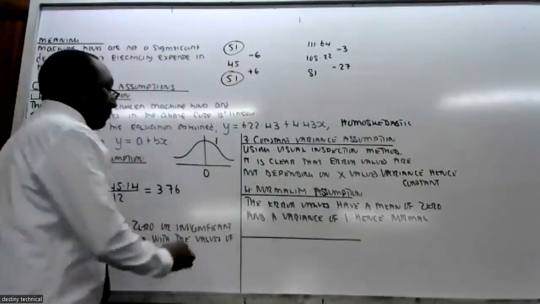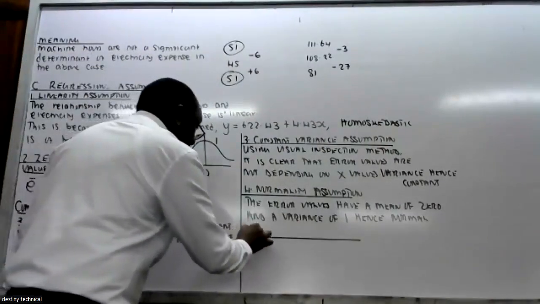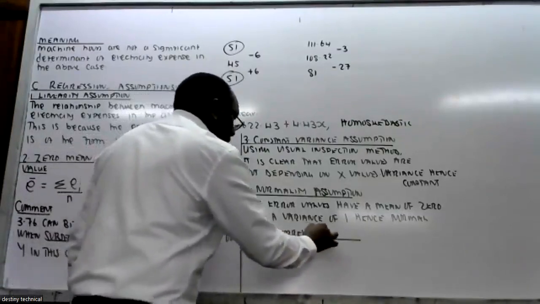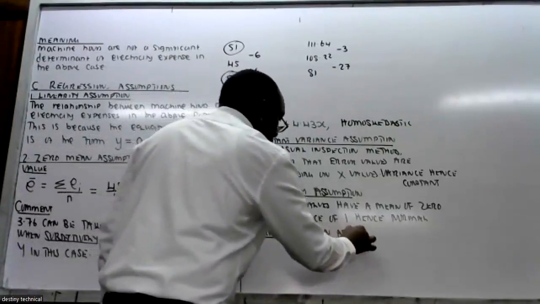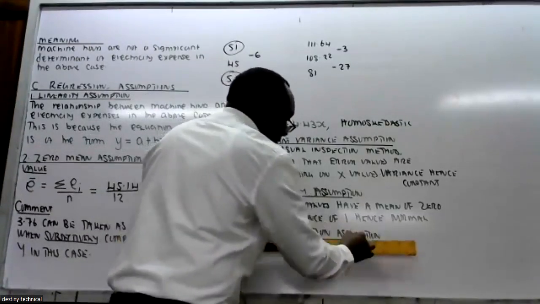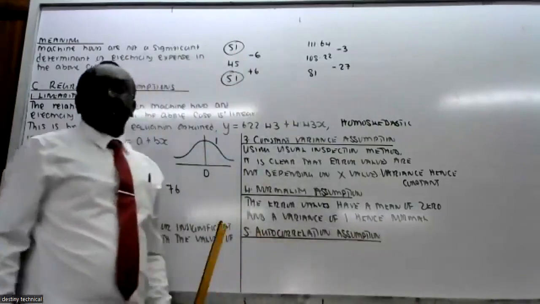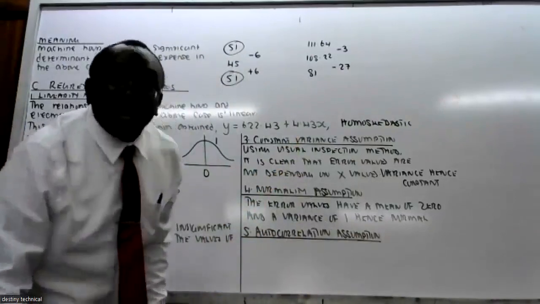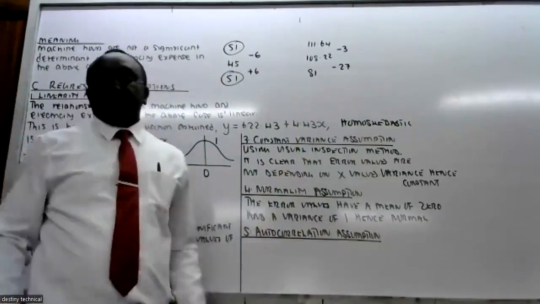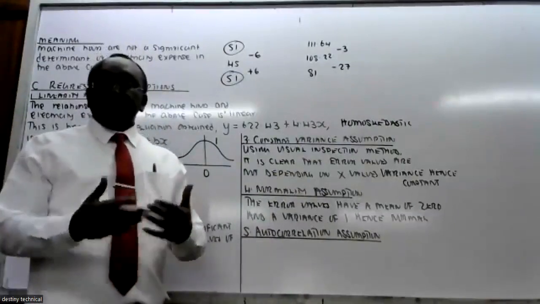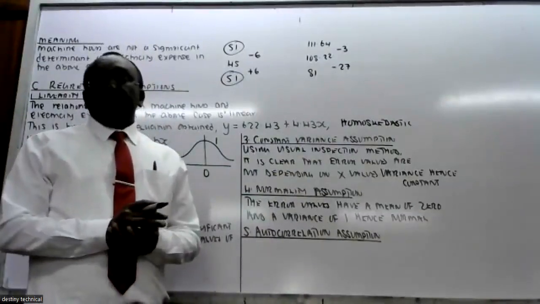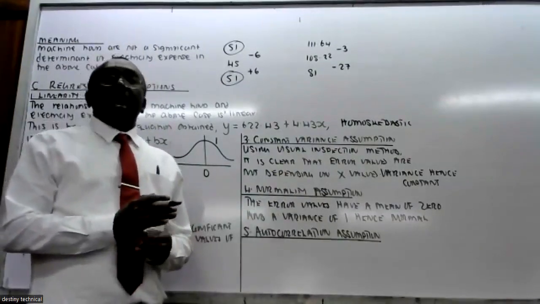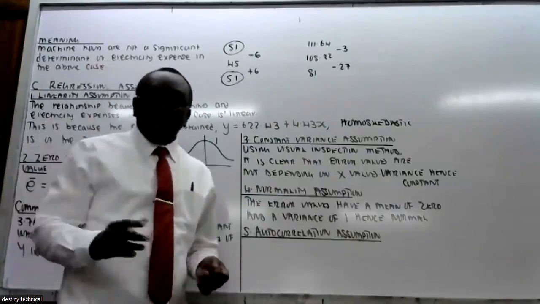Assumption number 5 is called autocorrelation. Autocorrelation assumption. What this means is that the values of y are independent of each other. They are not influencing each other. If they are influencing each other, we say there is autocorrelation. Autocorrelation is where, when you know a few of them, you can tell the others.